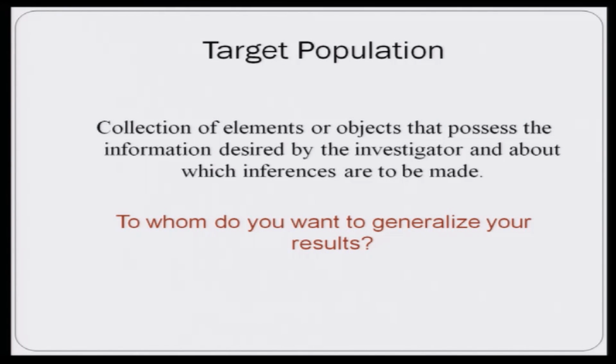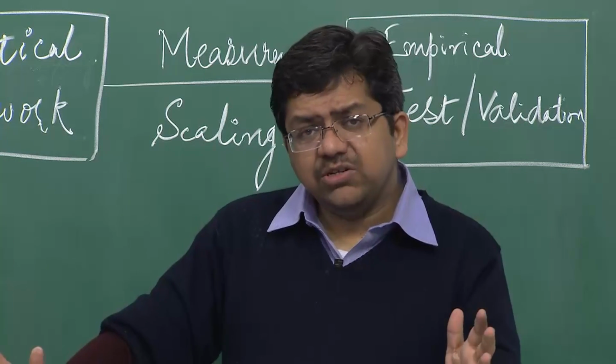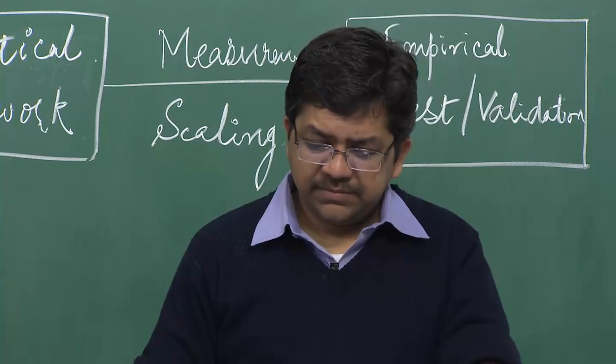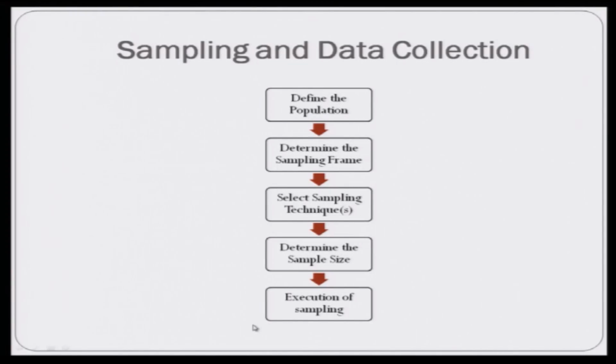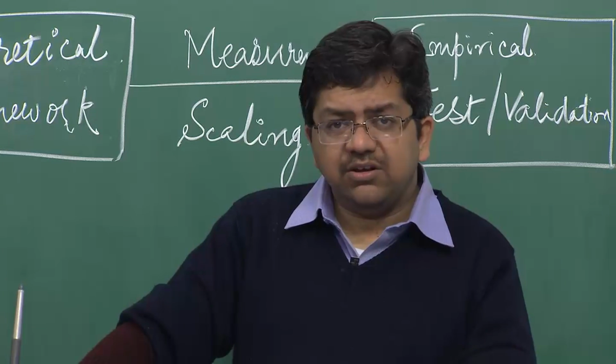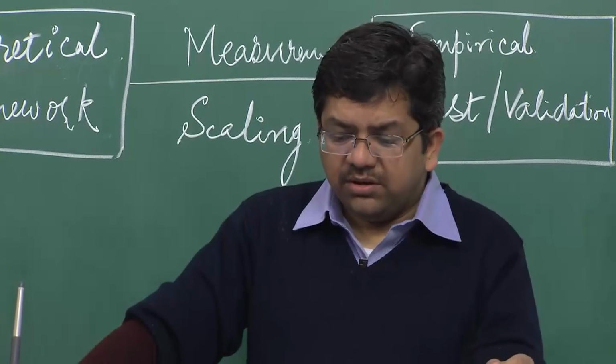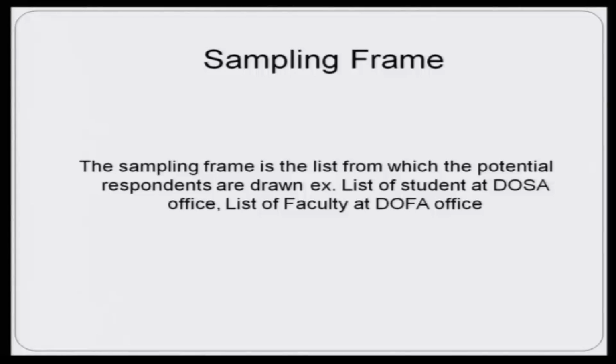That will give you the definition of your target population, and which are the units or elements of that population. Once you have decided that, the next thing is that you need to decide the sampling frame. The sampling frame is the list from which the potential respondents are drawn. After defining your target population, you need to have a list from which the potential respondents are drawn, and this sampling frame should be representative of the target population.